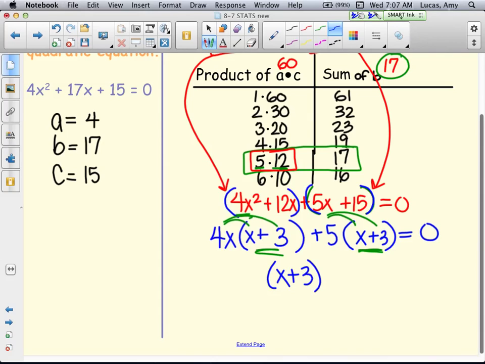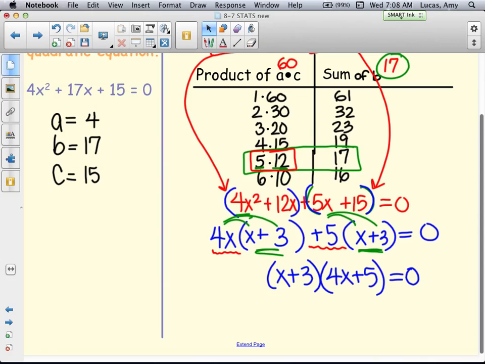So my first binomial factor is x plus 3. And then I look at what it was that I factored out, 4x plus 5, for my second binomial. So my 2 factors for 4x squared plus 17x plus 15, my 2 binomial factors are x plus 3 and 4x plus 5.